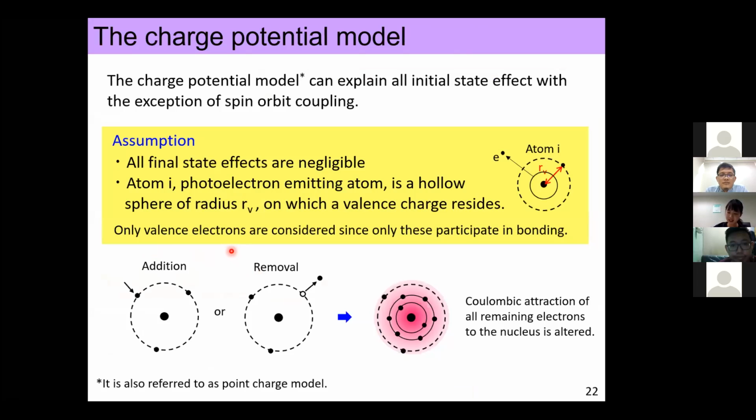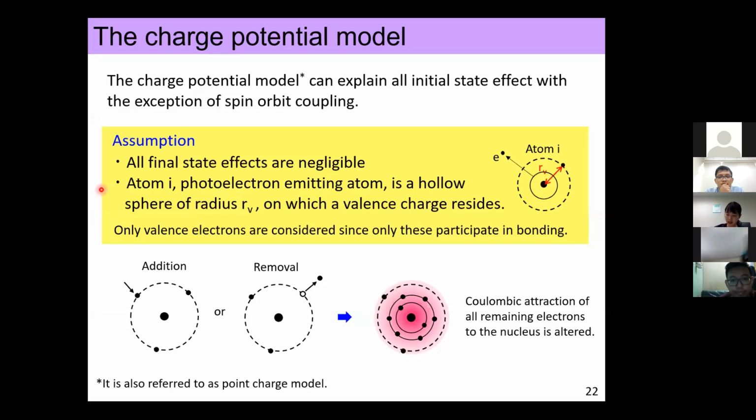So those tendencies, what we have seen, can be understood in the charge potential model. The charge potential model, also referred to as point charge model, can explain all initial state effects with the exception of spin-orbit coupling. This is a highly simplified model that assumes these things. First, all final state effects are negligible. Second, atom i, which is a photoelectron emitting atom, is surrounded by a hollow sphere of radius RV, on which a valence charge resides.